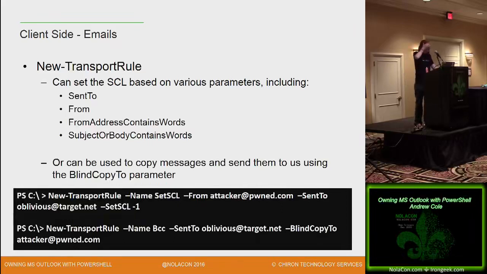There's this great option, this bottom rule. So the top example there, the new transport rule, name set SCL from this attacker, sent to this target, set the SCL to -1. We probably want to have both those fields in there, because if you just say anything going to this target, set the SCL to -1, well, now the actual Nigerian prince emails are going directly to their inbox and not junk. So that might set off a red flag.